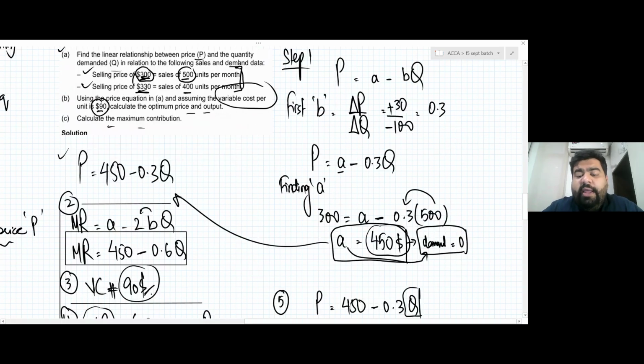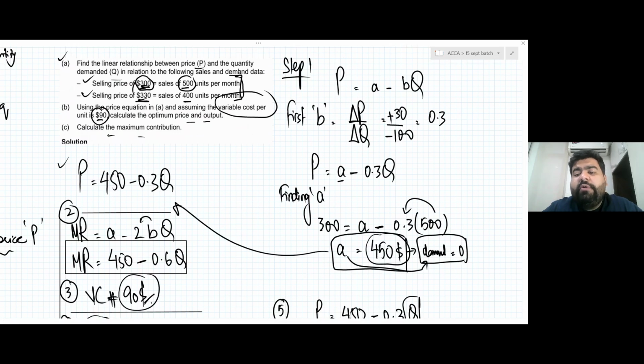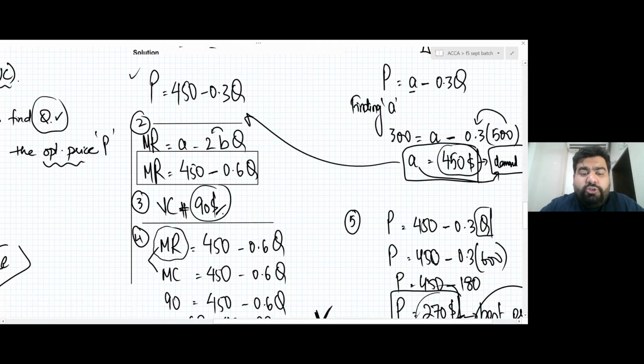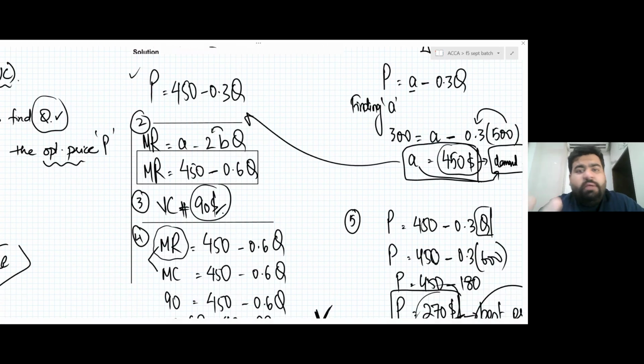Then we calculate A. How did we calculate A? Because we have calculated B already, and from the question we can take P and Q. Any price you can take out of these two prices given, like 300 and 330. We take any price, and according to that, take the quantity respectively, and then calculate A. A is actually the price where your quantity will turn to zero. So we got the answer P is equal to 450 minus 0.3Q. Step one is done here.